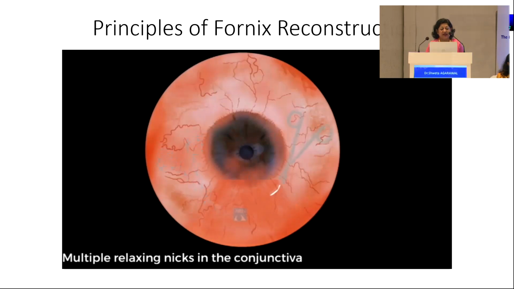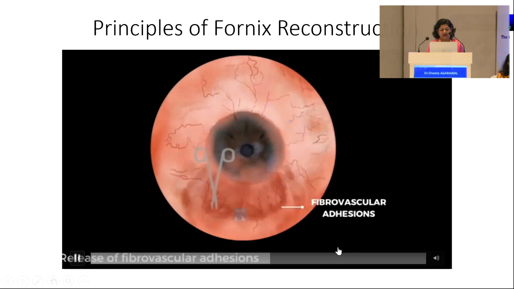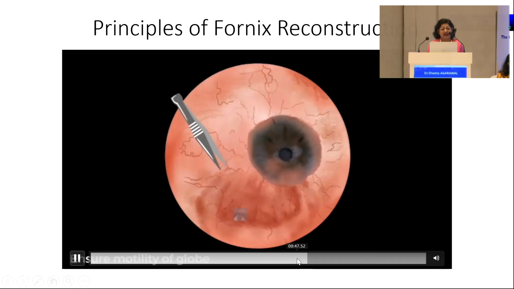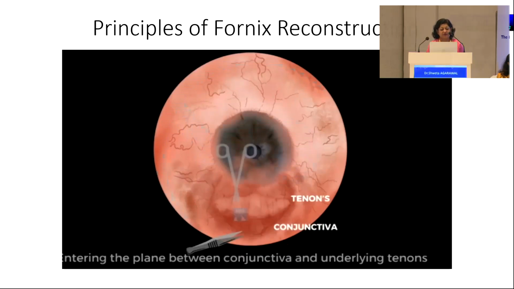You might have to make relaxing cuts or nicks in the conjunctiva. Release all your fibrovascular adhesions and make sure that the globe is entirely mobile and it's free.